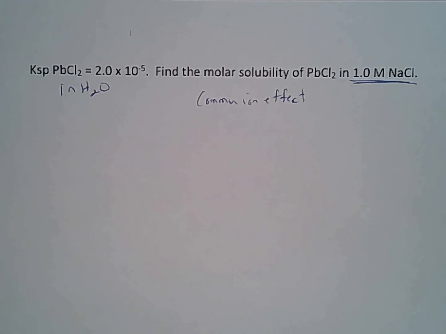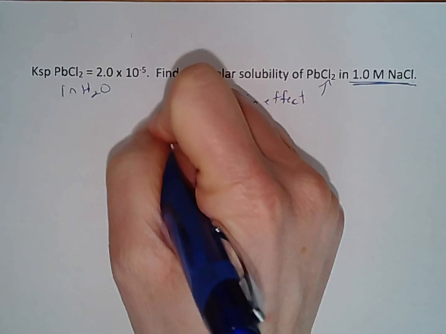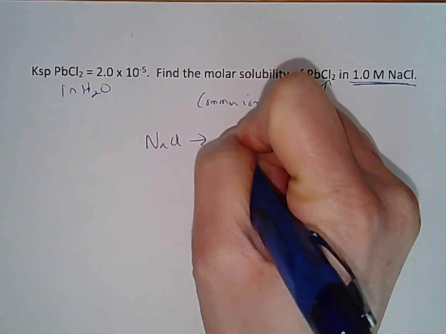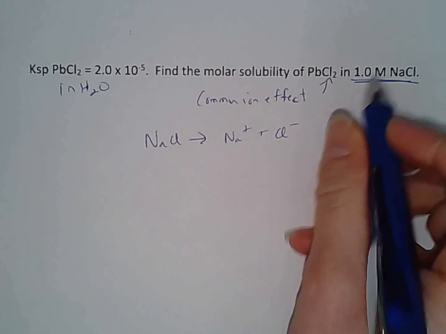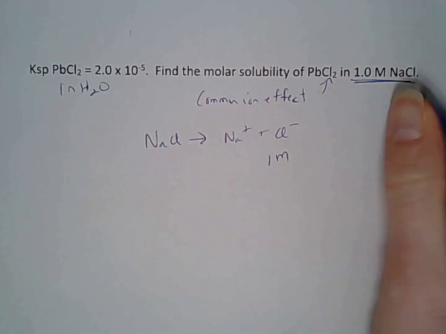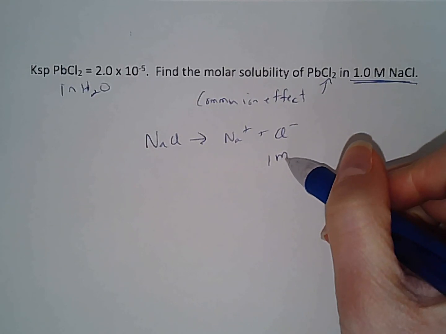But if I'm in sodium chloride, that's going to give me a common ion, especially since this has chloride in it, this has chloride in it, so I need to worry about that. So again, sodium chloride solution is going to break up into sodium ions and chloride ions. And again, the sodium doesn't matter, the chloride is what matters. So the concentration of that sodium chloride is the concentration of the chloride.